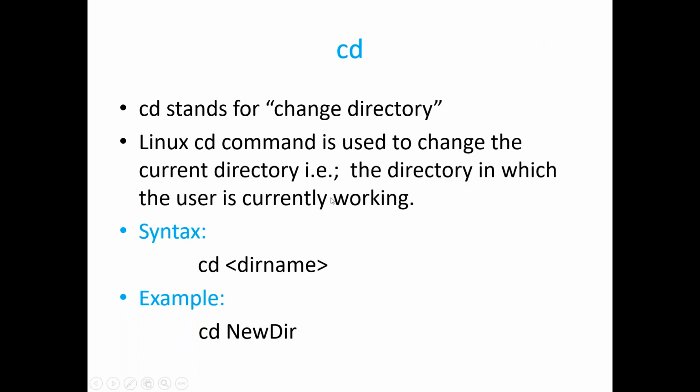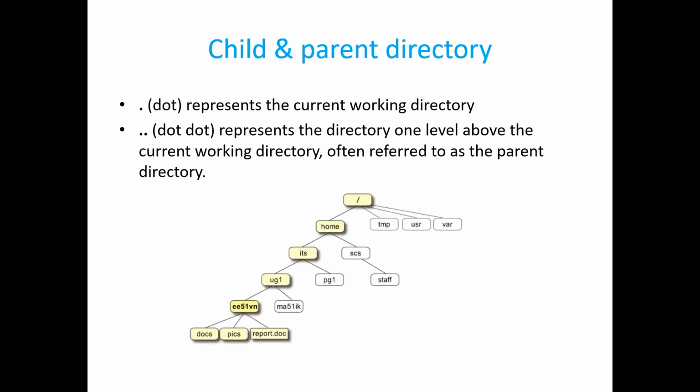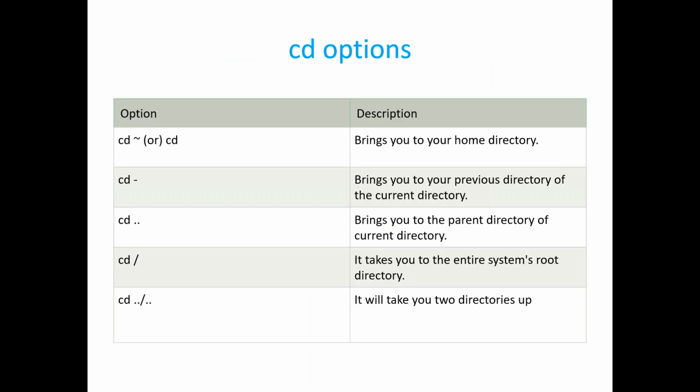And then we have seen CD. CD basically stands for change directory. If you want to move from one directory to another directory, we use the CD command. We spoke about the home directory. Every user will get a home directory on a given big data server or big data cluster. Also, we have seen the difference between child directory and parent directory. Dot represents the current directory, double dot represents the parent directory. These are all the options that we have seen with respect to CD, right?